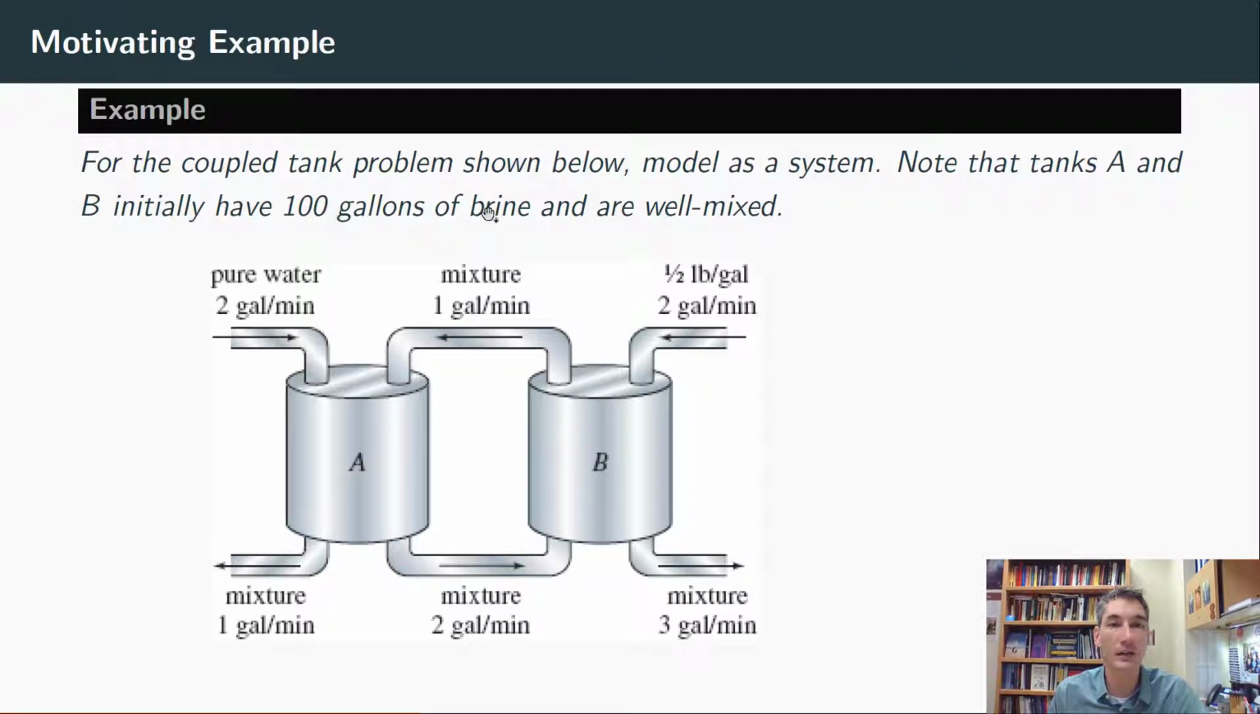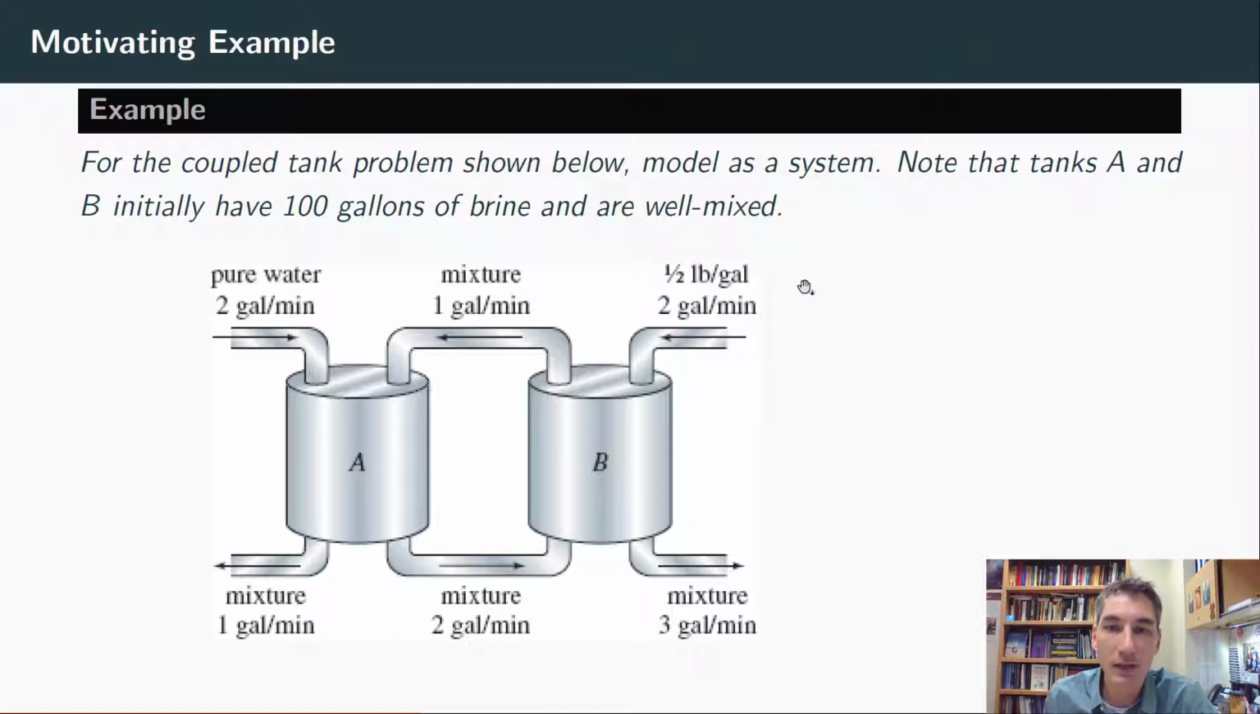They have 100 gallons of brine, so basically salt water, and they're well mixed, so there's some sort of mixer in here. But then you're pumping the water around, so you've got tank B pumps into tank A, tank A pumps into tank B. You've got pure water coming into tank A. You've got a mixture coming out of A, mixture coming out of B.